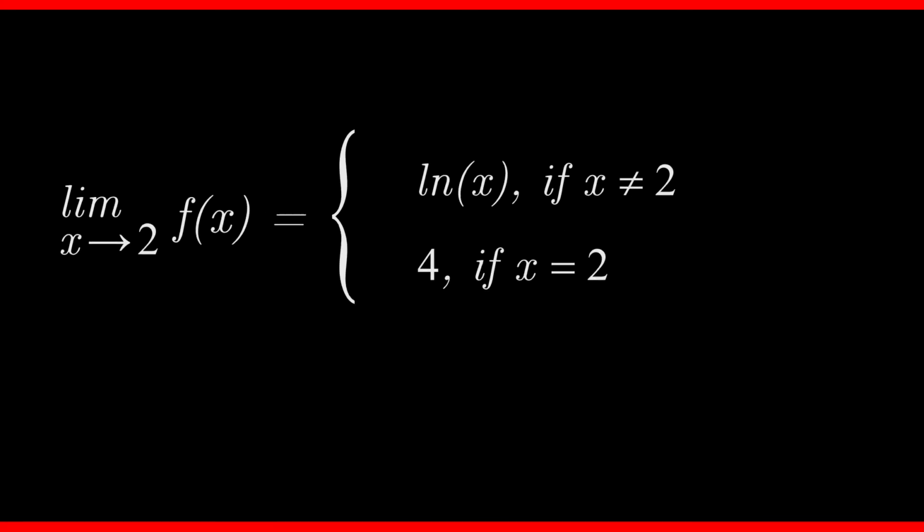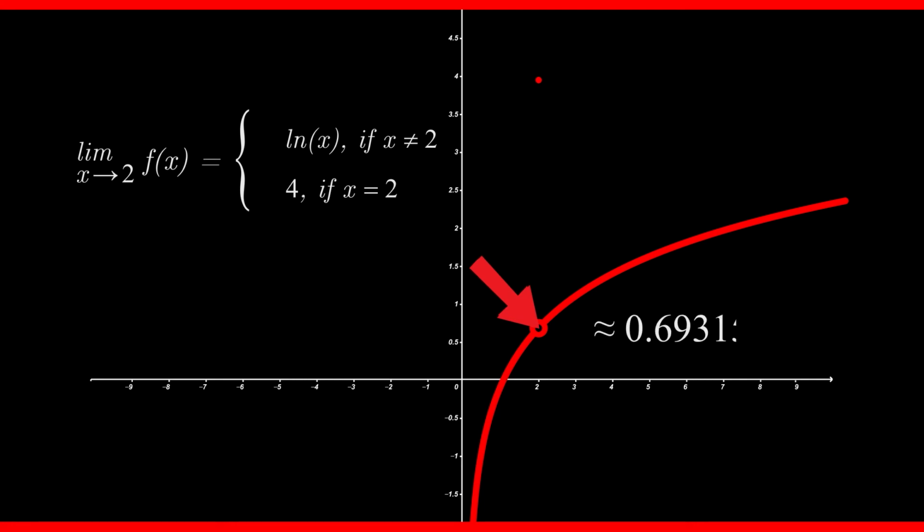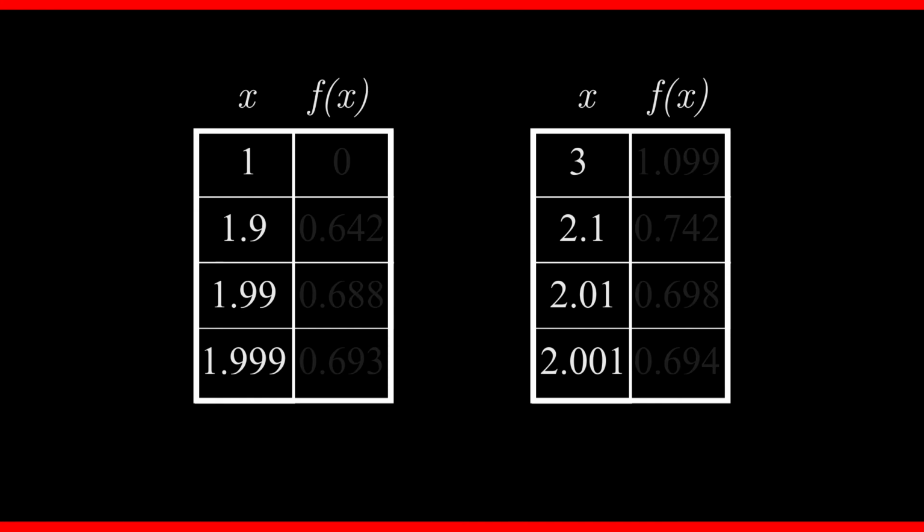Could it be 4? If we recall, a limit is only concerned about what the function does around the x value we're approaching. In this case, we can simply ignore the dot up here and see what the main graph does. By following the arrows, we can see that the graph approaches a value of approximately 0.69315. And here's a table that gives us the exact same conclusion.